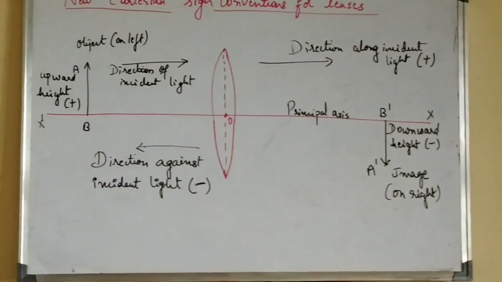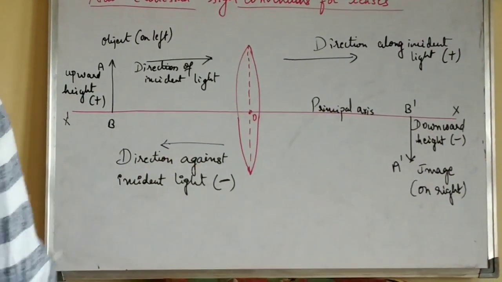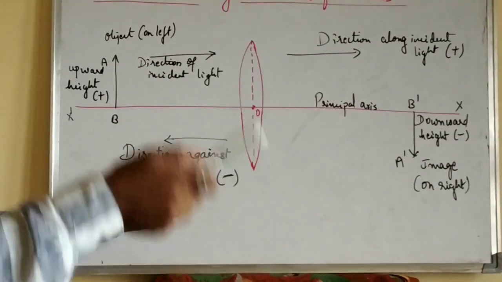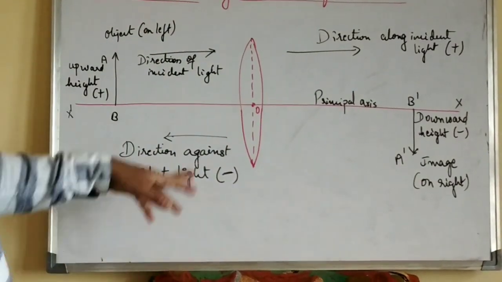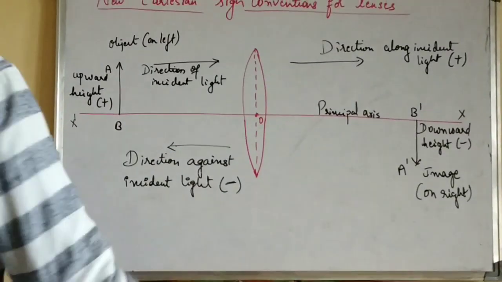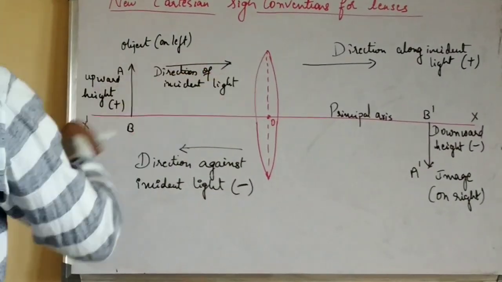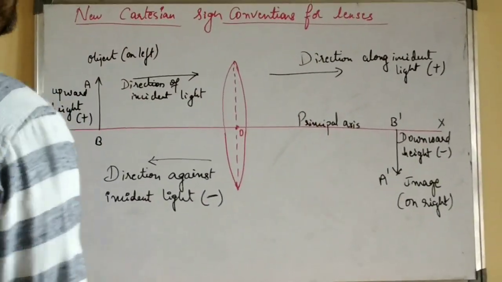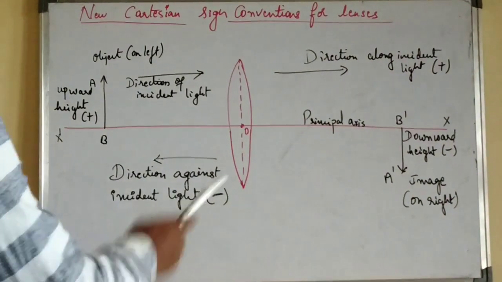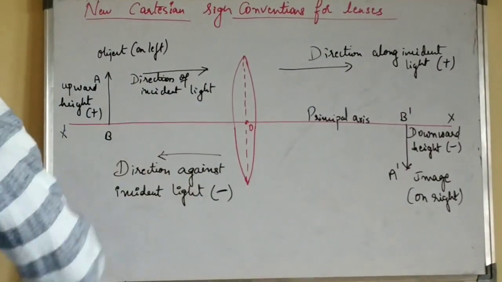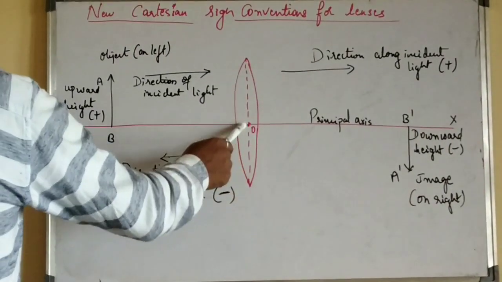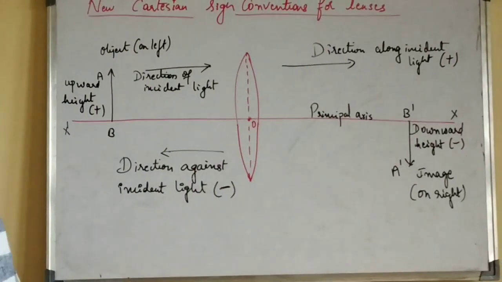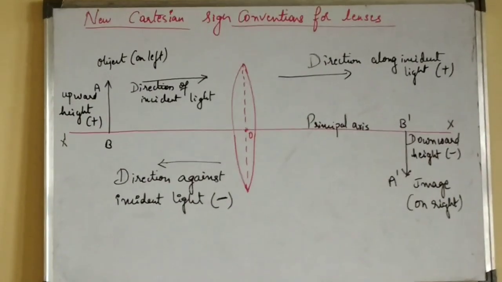Now you can come here. When you are measuring the distance against the incident light, whichever distance it may be, focal length or object distance, it should be taken as negative. Understood? So this is the new Cartesian sign convention for lenses. And whatever distances you are measuring, it should be from the optical center of the lens. So that is the new Cartesian sign convention.